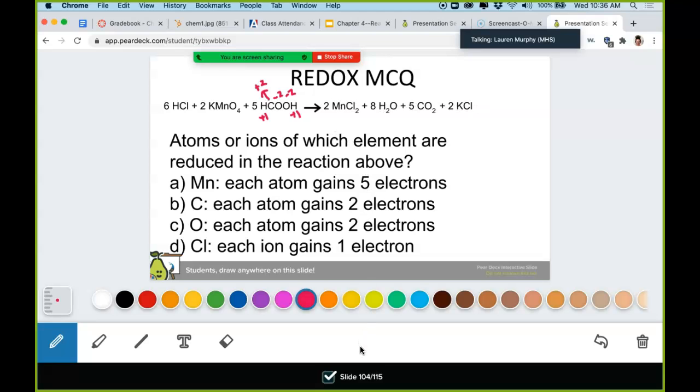So take a second, please, and assign oxidation states. This should be review. This is not new stuff. Assign oxidation states.